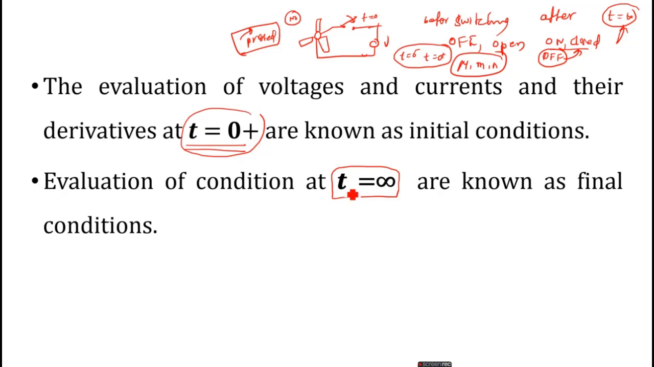Okay, so I wanted to say the meaning of t is equals to infinity: if the switch maintains its state for a long time interval, that is called the final conditions.